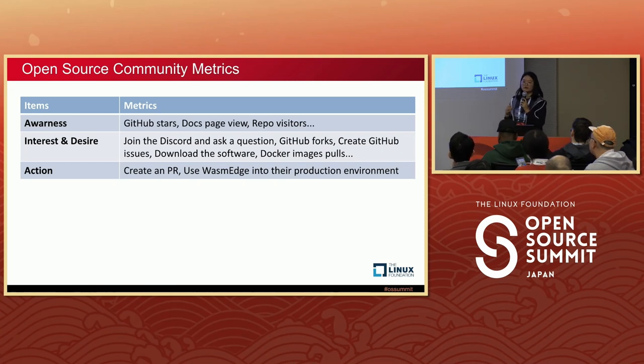And we also monitor GitHub forks, because we all know that a GitHub fork is the first step to becoming a contributor. We also monitor the number of GitHub issues and the number of different GitHub issue creators. If they use our products and they meet a problem, they will go to our GitHub repo and report it, or request a new feature. So we will also monitor the software downloads and the Docker image pull number. These are indicators that developers are interested in using our product to solve their problem.